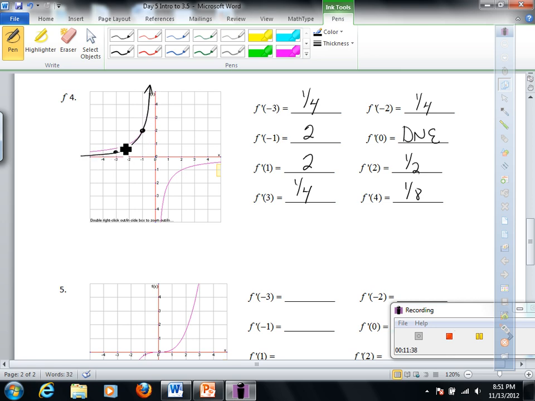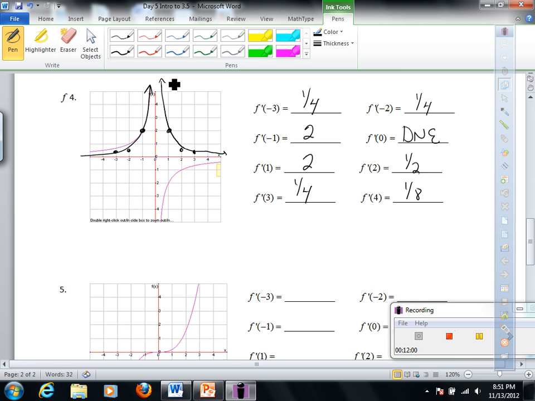Almost looks like the exact same graph, and really it is. Let me plot some points on the other one. At 1, I get 2. At 3, I get 1/4. At 2, I estimated 1/2. Well, here's what this graph looks like.